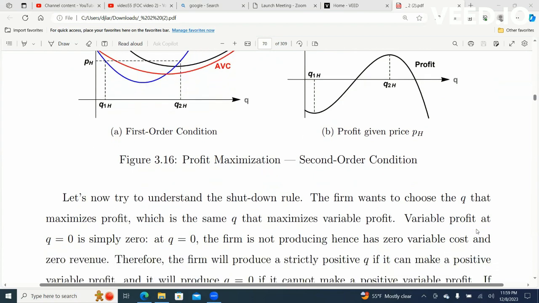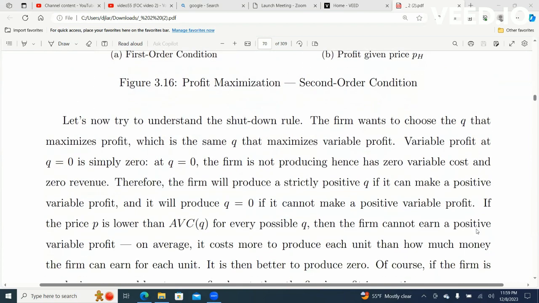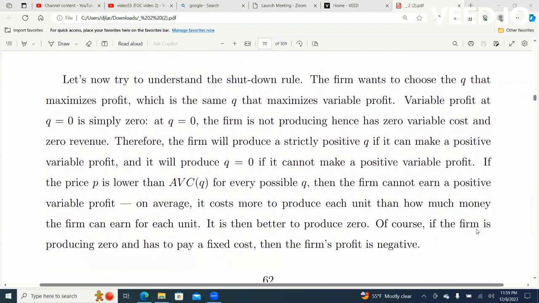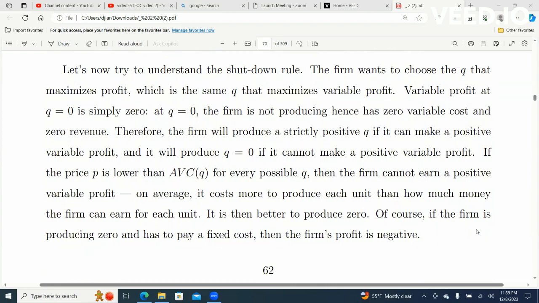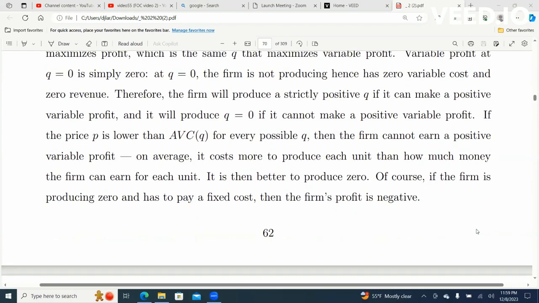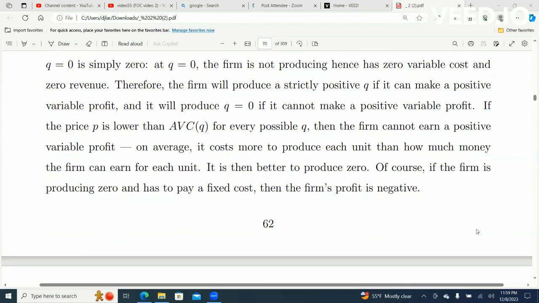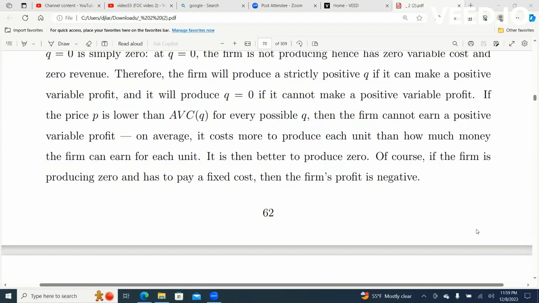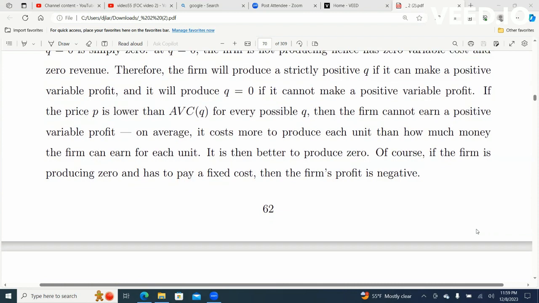Let's now try to understand the shutdown rule. The firm wants to choose the Q that maximizes profit, which is the same Q that maximizes variable profit. Variable profit at Q equals 0 is simply 0. At Q equals 0, the firm is not producing, hence has 0 variable cost and 0 revenue. Therefore, the firm will produce a strictly positive Q if it can make a positive variable profit, and it will produce Q equals 0 if it cannot make a positive variable profit.